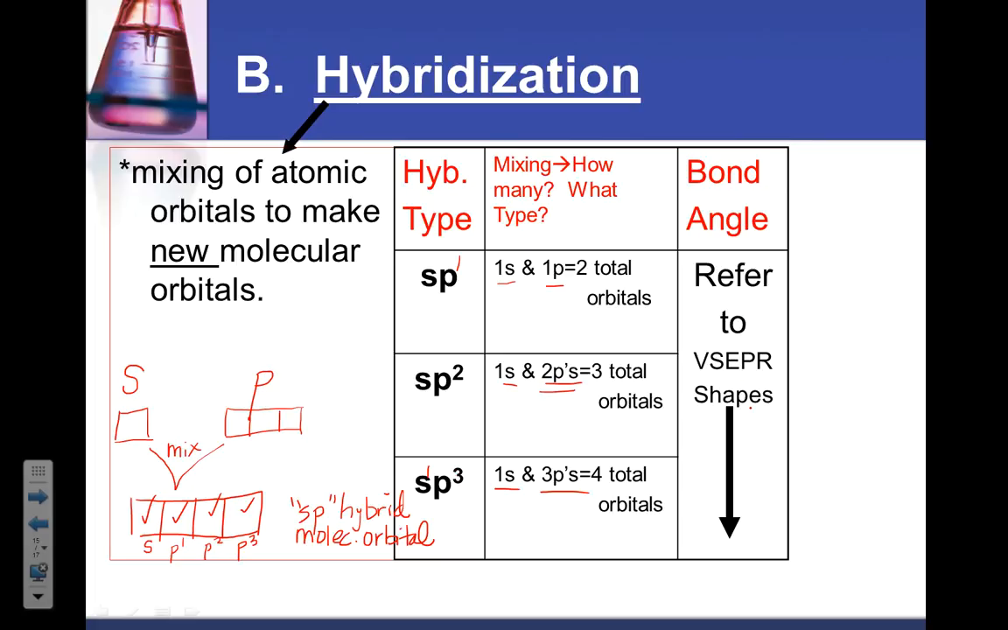Now to get your bond angles around these atoms that will be determining their hybridization, you have to go back to your VSEPR shapes that we learned about yesterday. Remember, linear is 180, bent would be 105 degrees. If it's trigonal planar, 120. If it's trigonal pyramidal, 107. And if it's tetrahedral, 109.5.